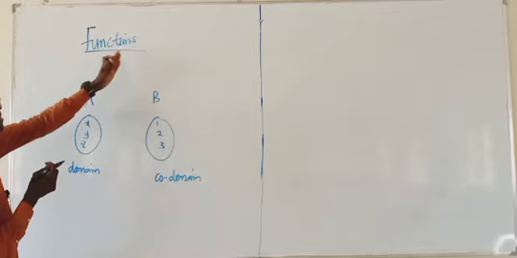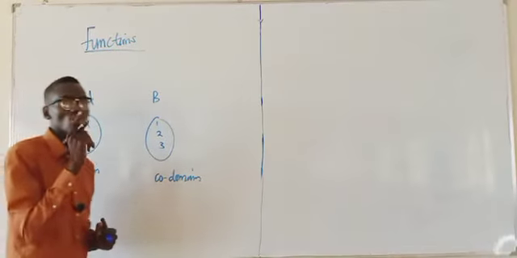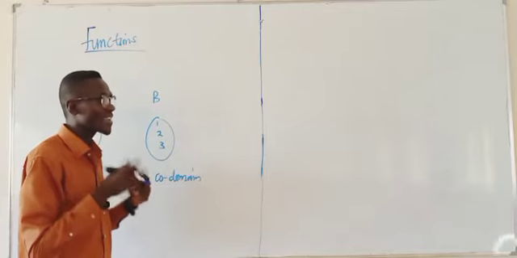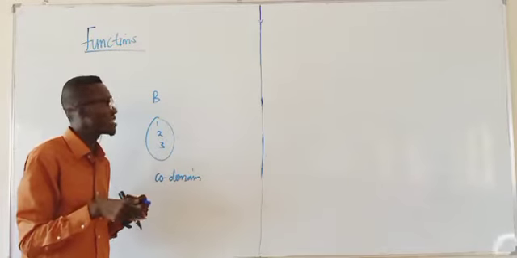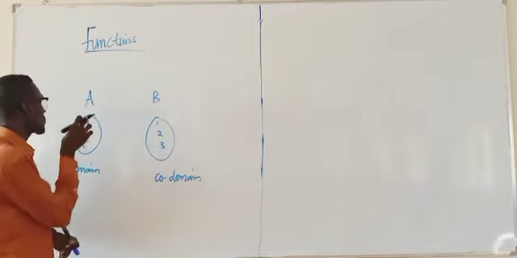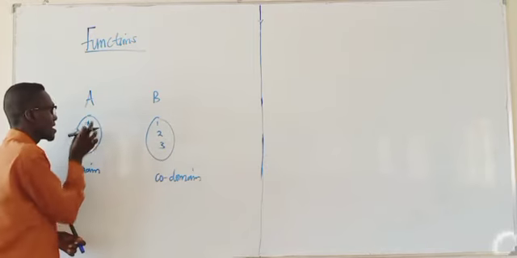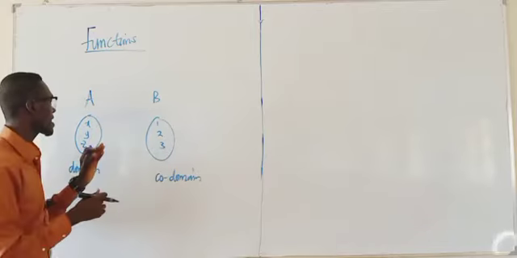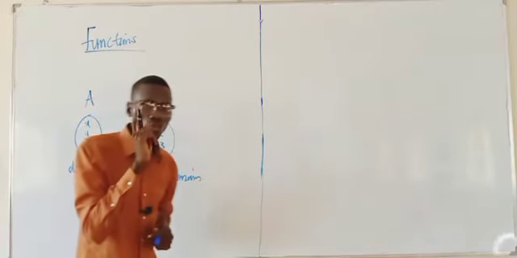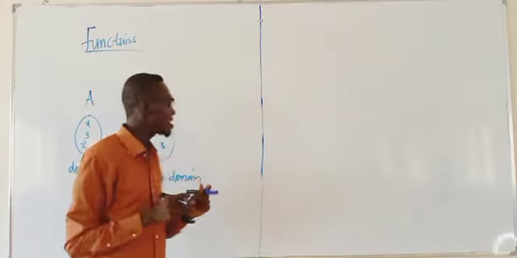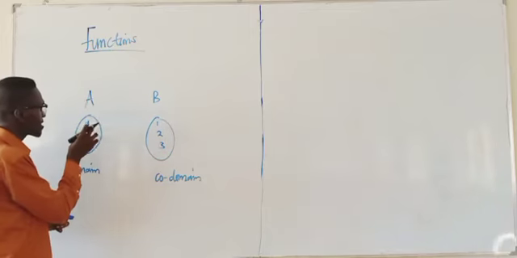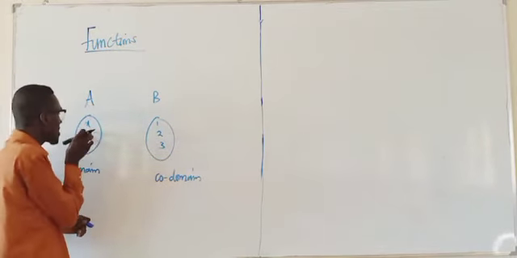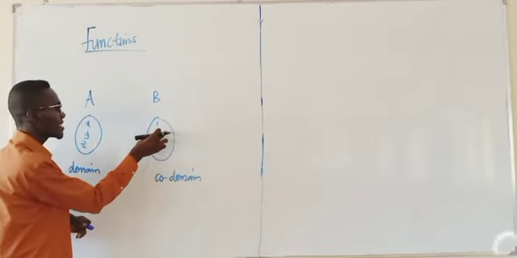Now, talking about function. Function is a rule. When we say a rule, it means a regulation, something that you must obey. A function is a rule that assigns to each element in A a unique element in B. What do I mean by unique? When we say unique, it means just one. You can't pick more than one. So let's put this into practice.